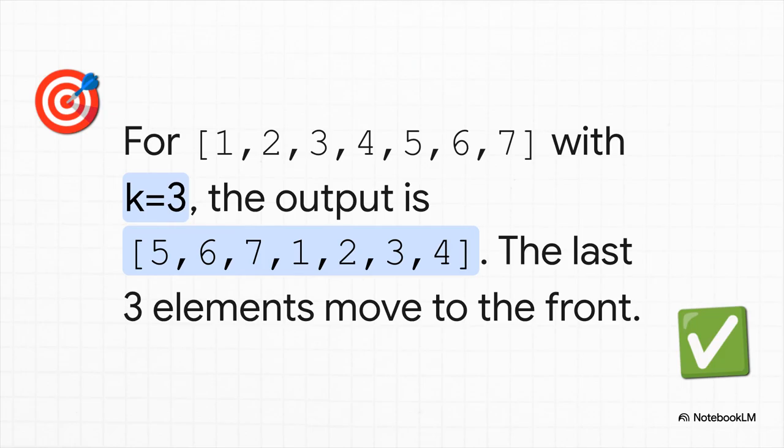Let's look at a solid example. Say we have our array 1, 2, 3, 4, 5, 6, 7, and we're told to rotate it by k equals 3. What should happen? Well, those last 3 numbers, the 5, 6, and 7, they need to end up at the very front. And the first part, the 1, 2, 3, and 4, just scoots over to make space. So our final answer, our goal, is 5, 6, 7, 1, 2, 3, 4.